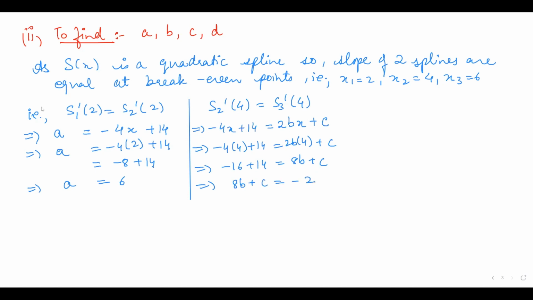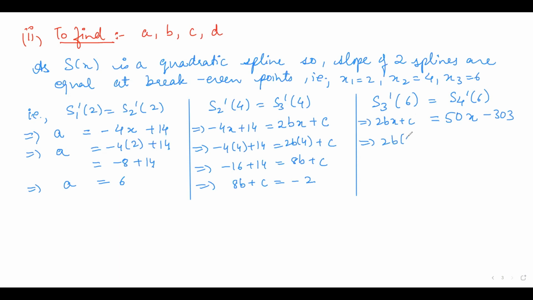So I'll be using this condition because I'll be getting here another condition. Lastly, S3 dash at 6 would be equal to S4 dash at 6. So 2bx plus c is equal to 50x minus 303. That's 2b at 6 plus c, 50 into 6 minus 303. So this is 12b plus c. This is 300 minus 303. So I am getting here 12b plus c is equal to minus 3.